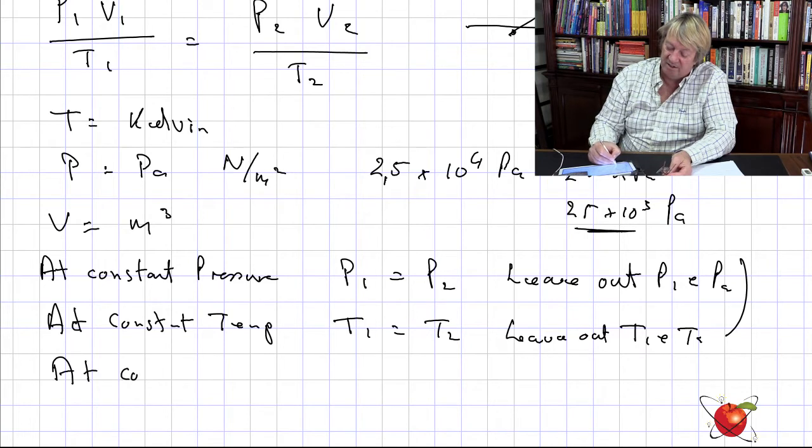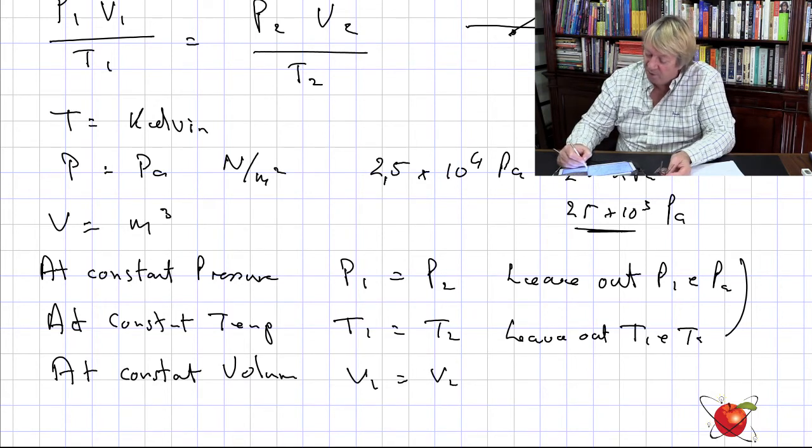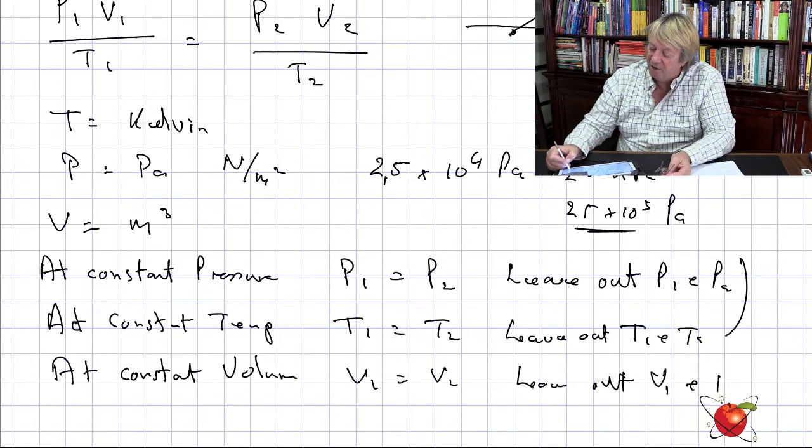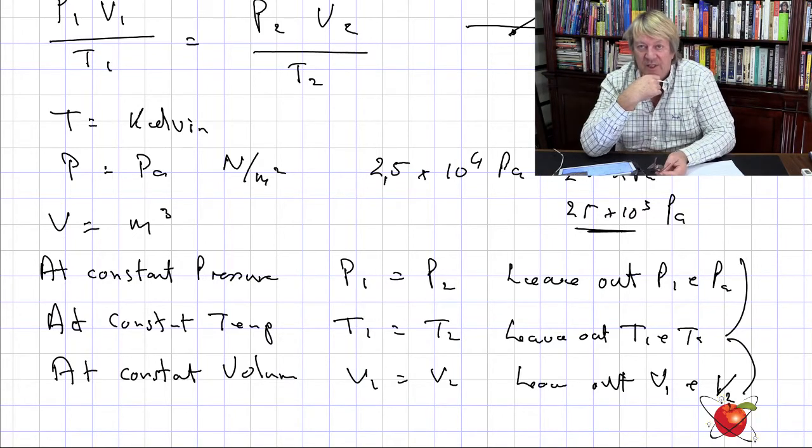Now, no prizes for guessing, but yes, you're right. At constant volume, V1 is equal to V2. Therefore, leave out V1 and V2 in your calculations. You don't need it. It's going to cancel out because it's the same number. You could say, I will call V1 1, and then 1, and that's a 1, it disappears. We just omit it in the calculations. Very straightforward section, this.